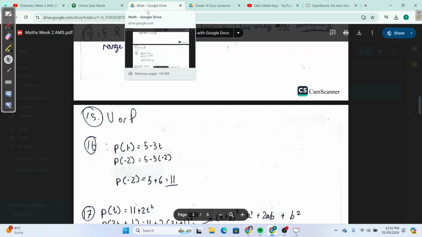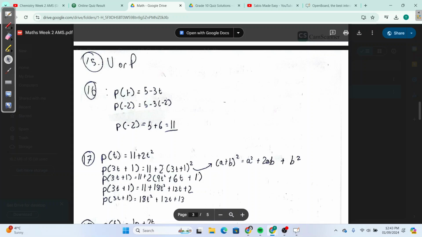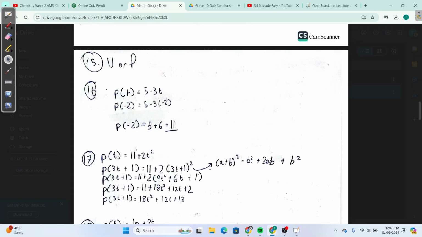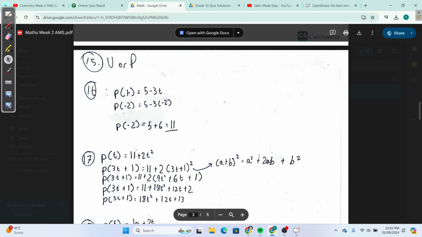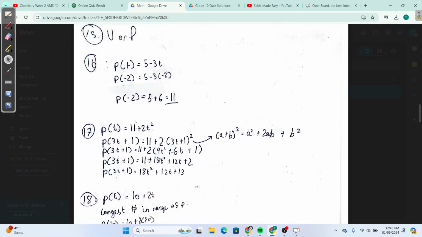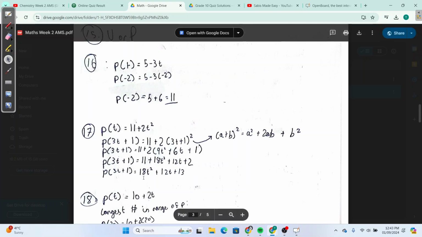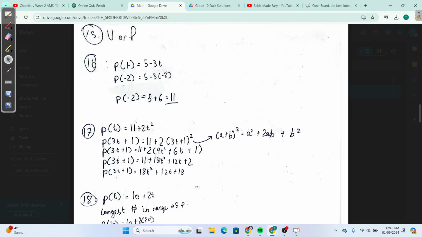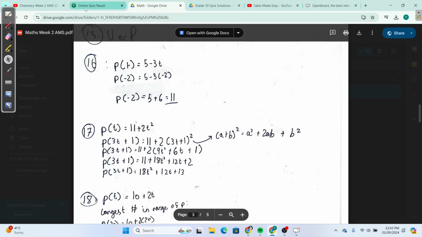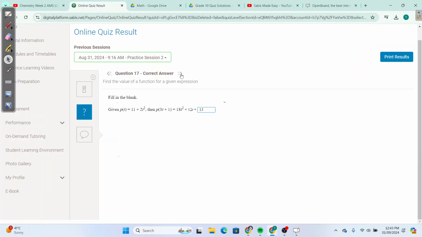Same thing here, except now they added 3t plus 1. You expand this using (a plus b) squared, the remarkable identity we took last year. You expand, you'd get 9t squared plus 6t plus 1. You distribute the 2 across it: 11 plus 18t squared plus 12t plus 2. Combine like terms; the only two like terms are 11 and 2, so it would be 18t squared plus 12t plus 13, because 11 plus 2. Now they only want one blank, which is the 13, so 13 would be our answer.